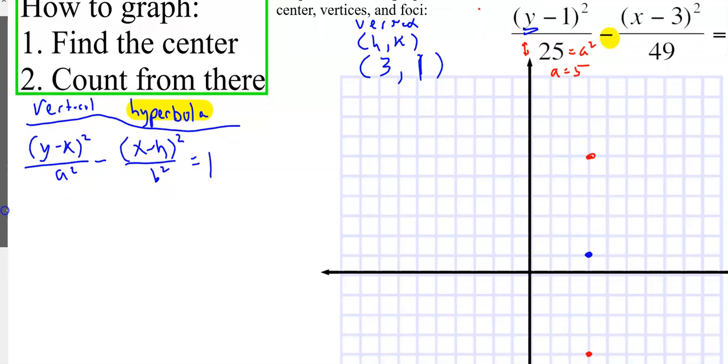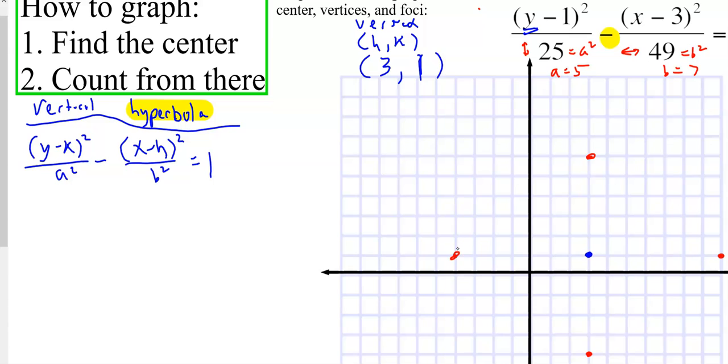You can see those 2 points. X is always horizontal, so I'm moving horizontally here. The b squared value is equal to 49, which means b equals 7. Instead of starting at the origin, I'm starting at the center. Go to the right 7: 1, 2, 3, 4, 5, 6, 7. To the left 7: 1, 2, 3, 4, 5, 6, 7.